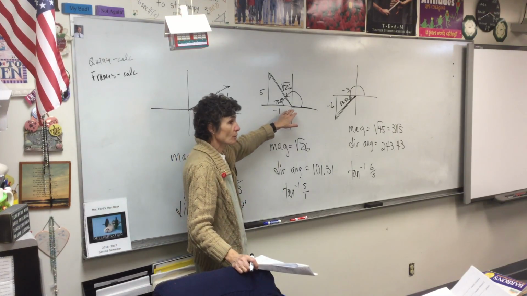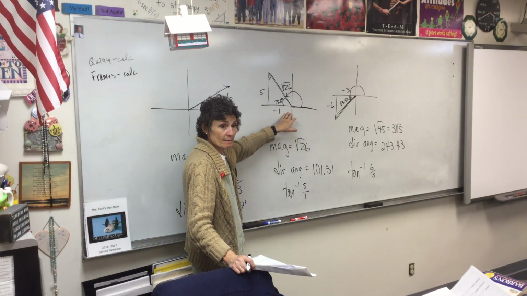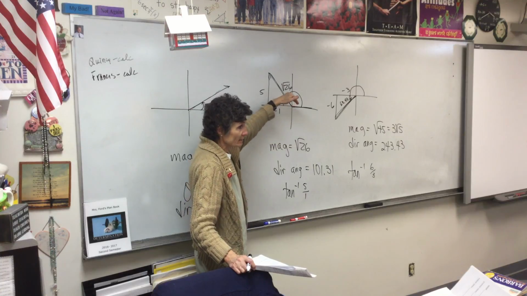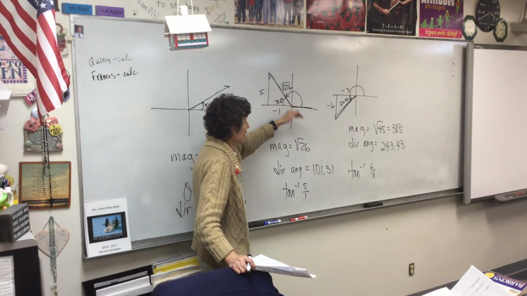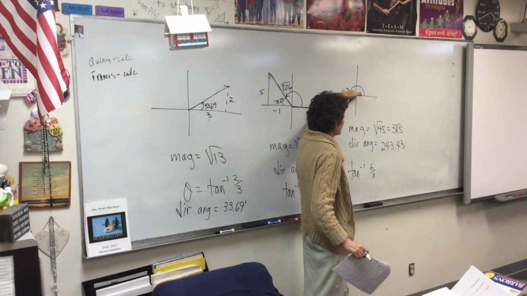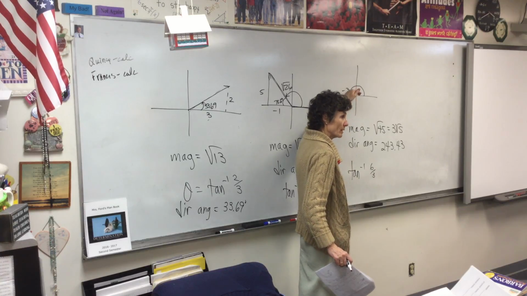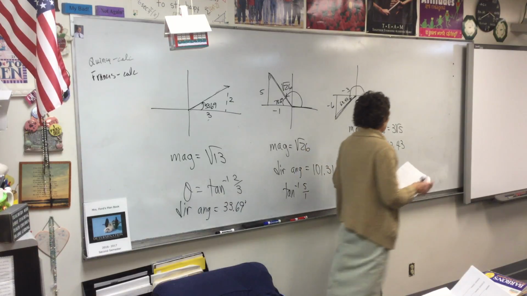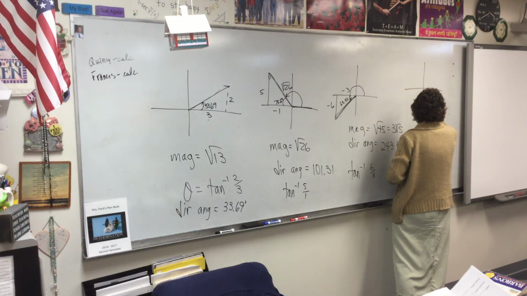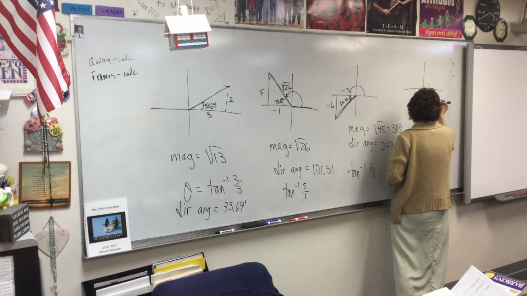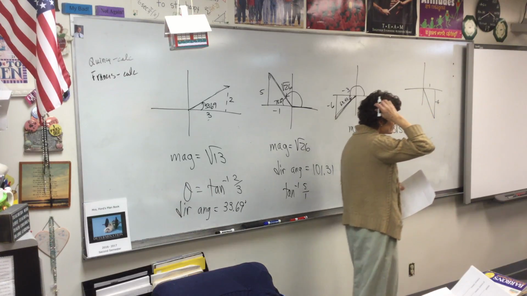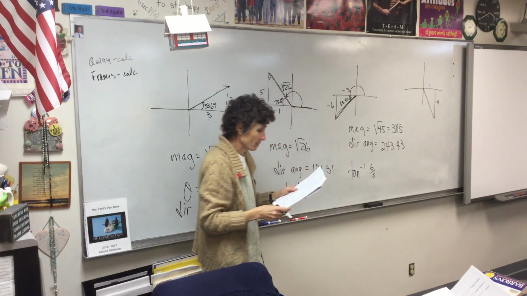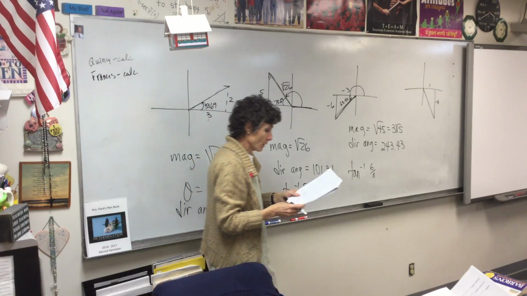Okay, how did we get this one? 180 minus, because we backed up from 180. How did we get this one? 180 plus. We got one more. Over 1 down 4. This vector in problem D goes over 1 down 4.